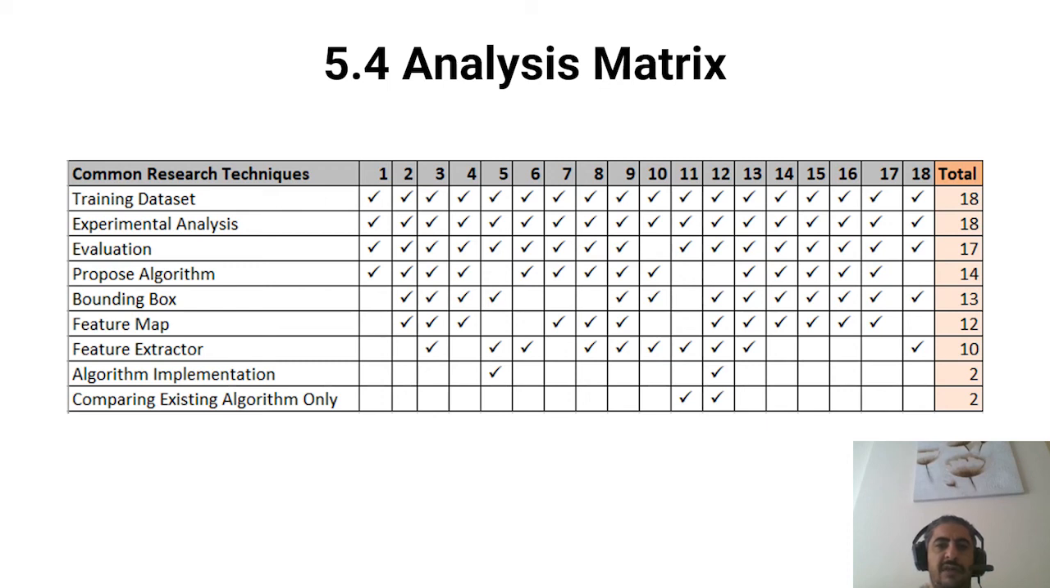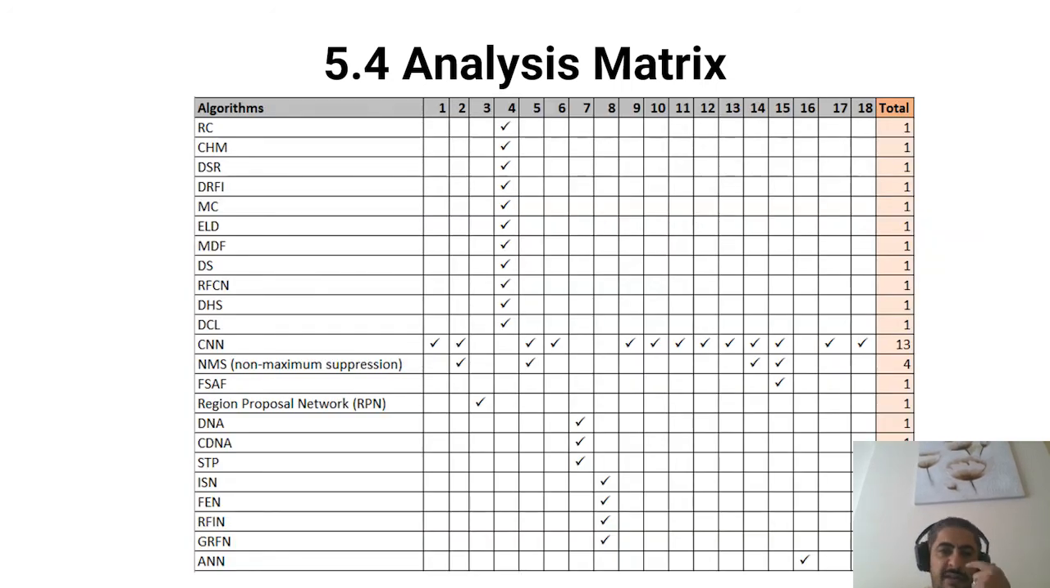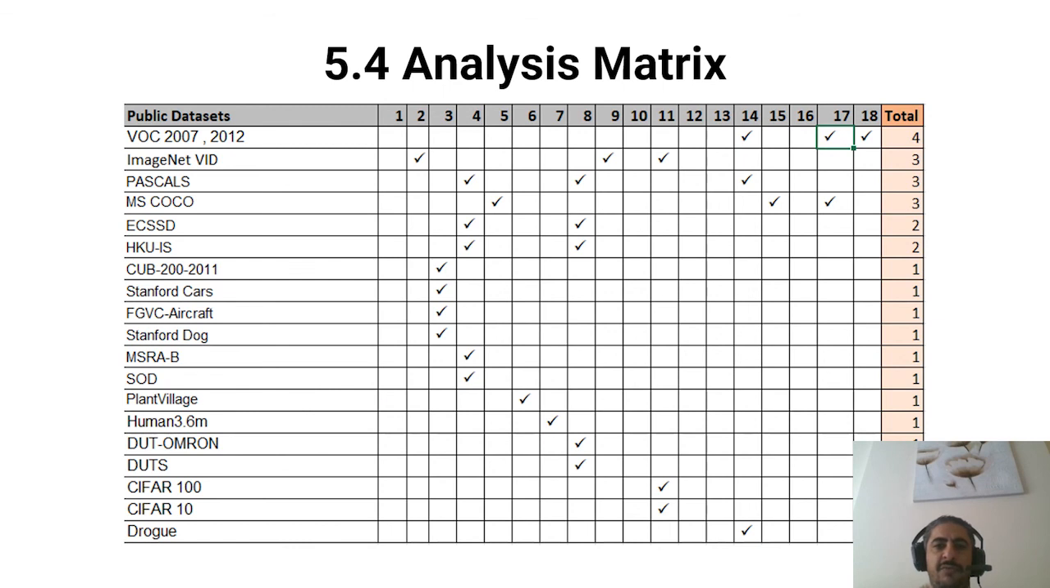Also related to the common research techniques, which techniques have been used in the papers, whether experimental analysis, evaluation or bounding boxes, and we found most of the papers using the same training set and experimental analysis. Also, this is regarding the algorithm which has been used. Most of the papers, we can see, use the CNN algorithm. Finally, regarding the data sets, most of the papers use a public data set, and the most used public data sets, as we can see here, are VOC, ImageNet, Pascal, and COCO.